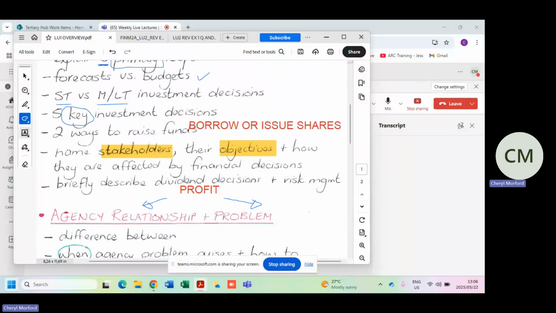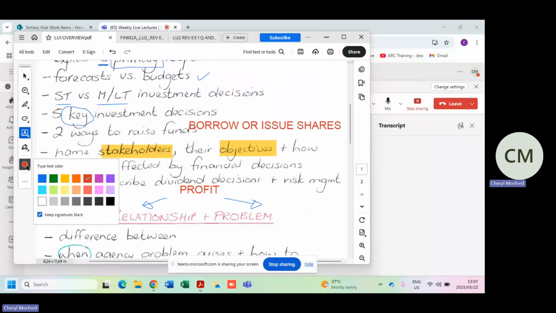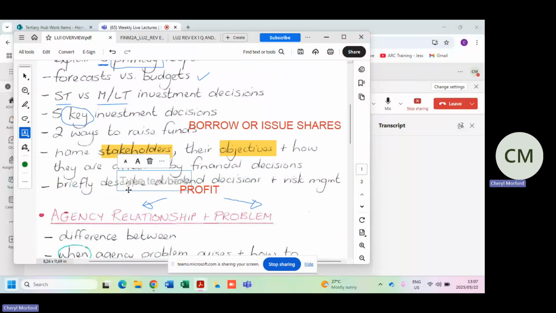So we don't have the same annotation tools that we used to have in Blackboard. So it is a little bit tedious. So with the profit, we can do what? We can pay it out in the form of dividends.